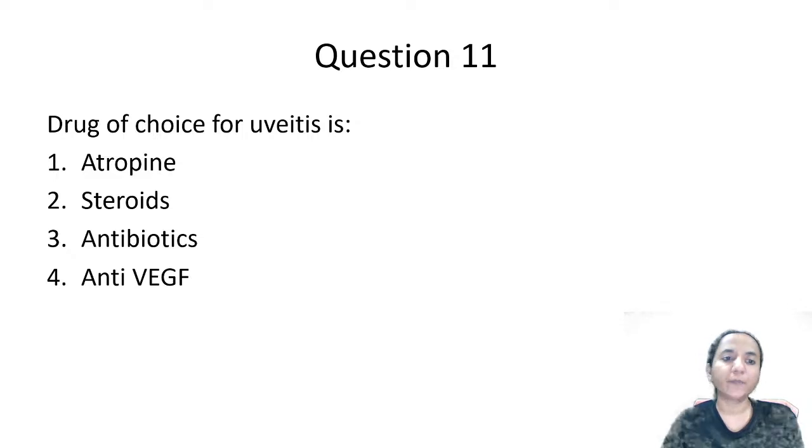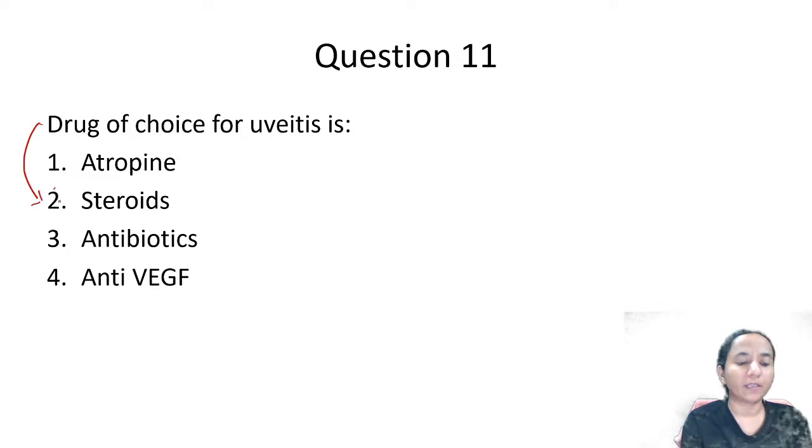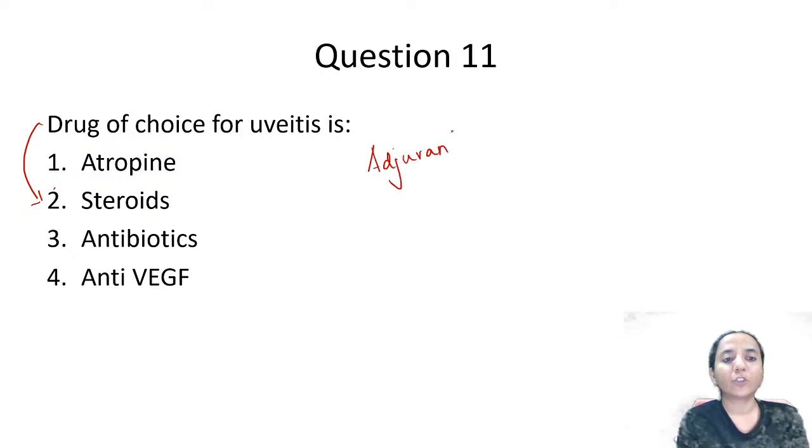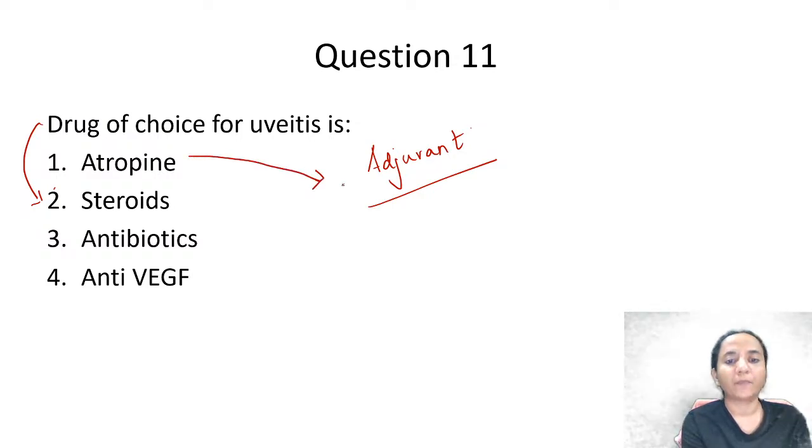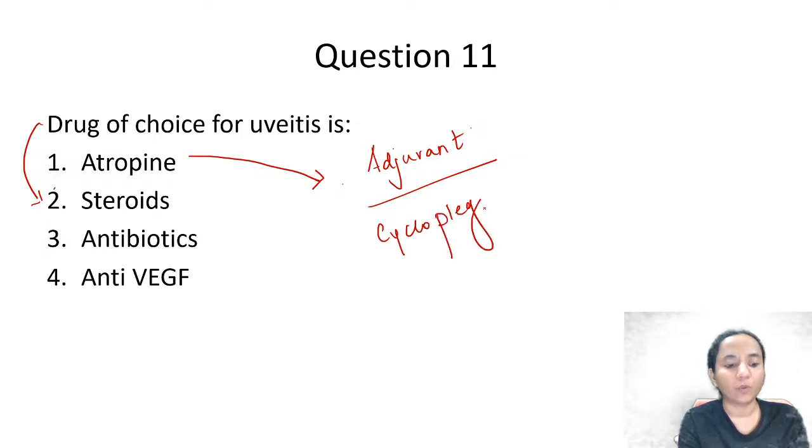What is the drug of choice for uveitis? Simple question, but it's a question which students commonly get wrong. Correct. The drug of choice for uveitis is steroids. It's always and always steroids. Now, what is the adjuvant that needs to be given in all cases of uveitis? The adjuvant is atropine. Why? Because atropine is a cycloplegic and it helps to relieve the pain.